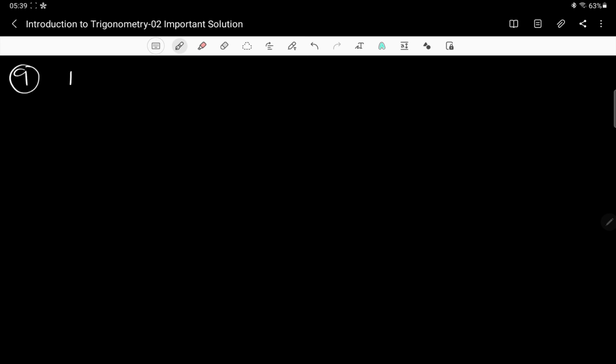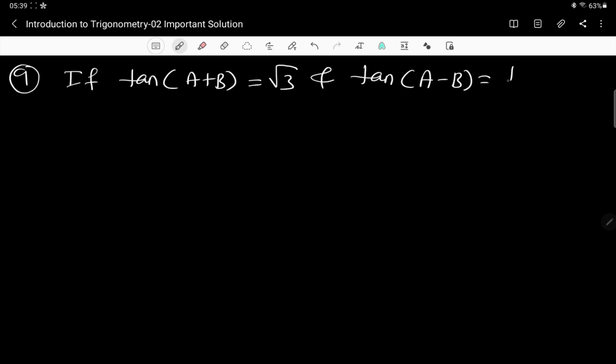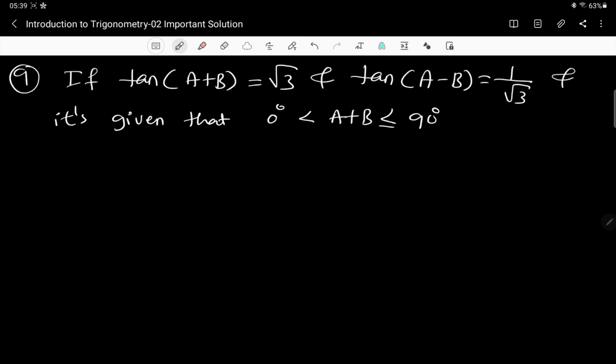And the ninth question: if tan of (a plus b) is equal to root 3 and tan of (a minus b) is equal to 1 by root 3, and it is given that 0 degree is less than a plus b is less than or equal to 90 degree. That means we handle acute angles, we don't cross 90 degree in 10th standard. One more data is given, a is greater than b. Now they are asking us to find the value of a and b.